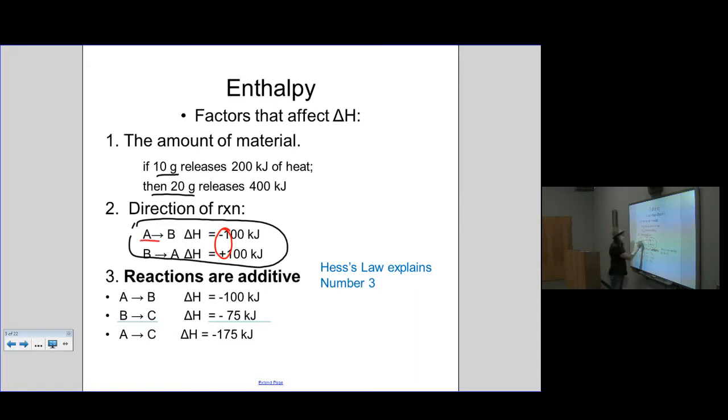Because in this direction, we're going from A to B, we get minus 100 kilojoules. Or if we go from B to A, then we would expect 100 kilojoules of positive heat. Finally, there are additive reactions. Maybe we don't know enough about any particular thing from A to C, but we know about A to B and B to C, and so we can use that information to figure out a difficult reaction to do.